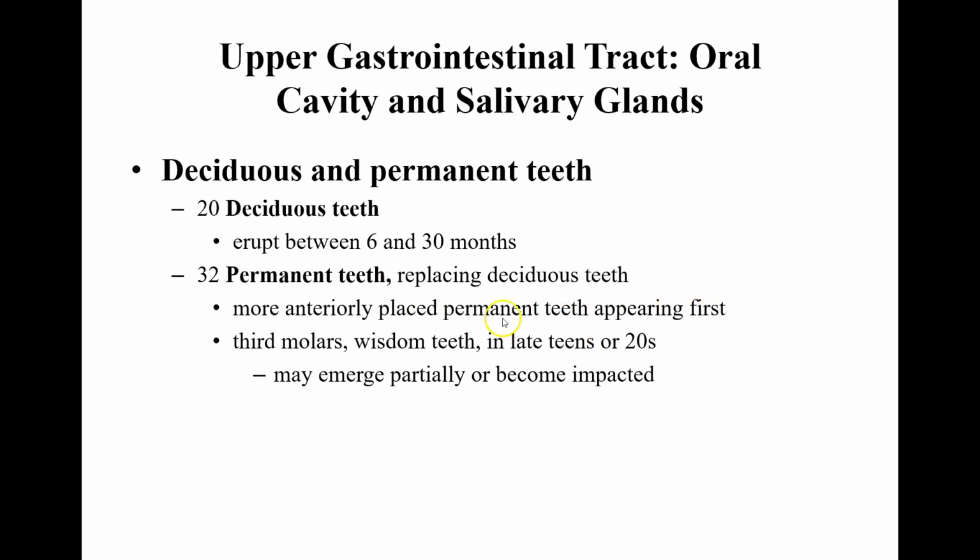So by the time we are hitting puberty, most of our permanent teeth have already come in. It's the wisdom teeth that are the only ones that still have to erupt, and they come in typically anywhere between 18 and 24, 26 years of age.